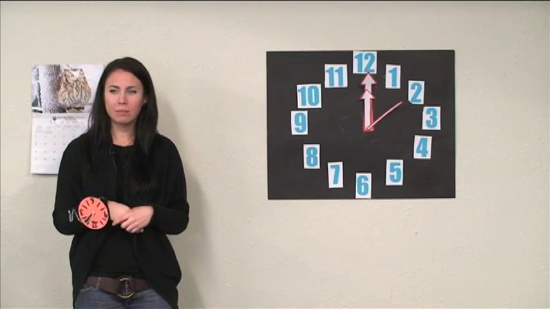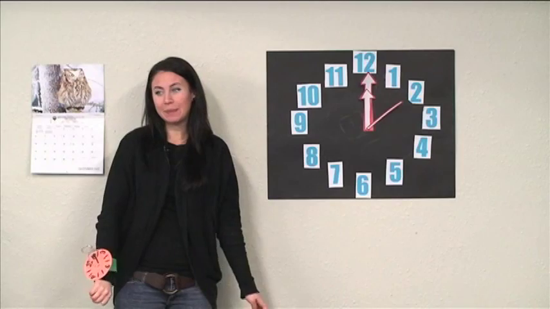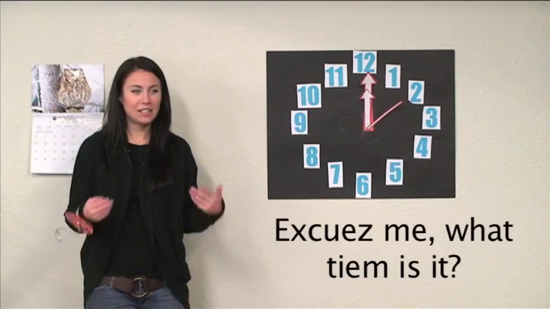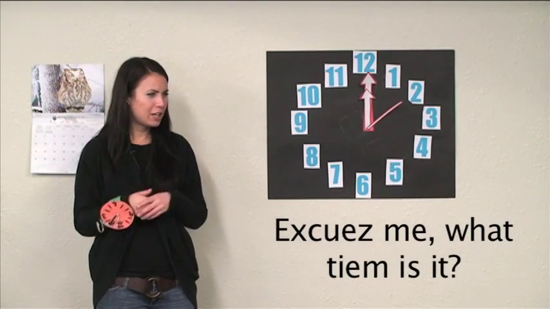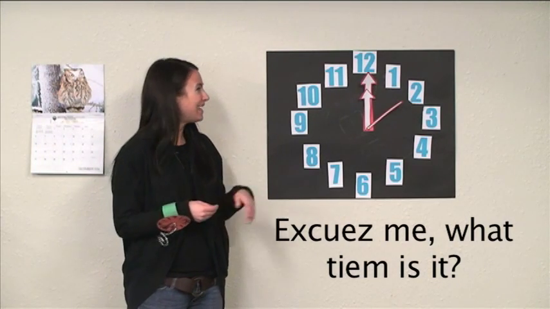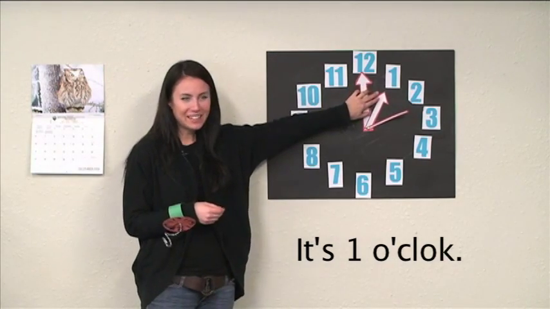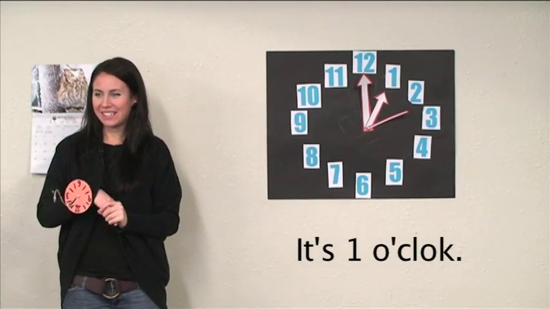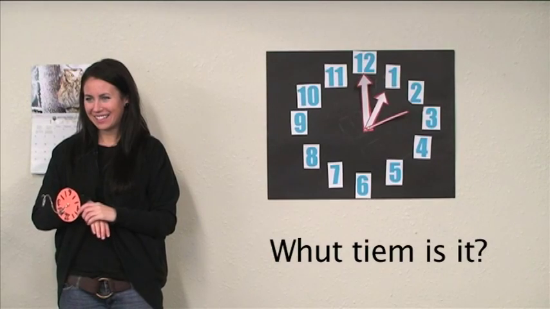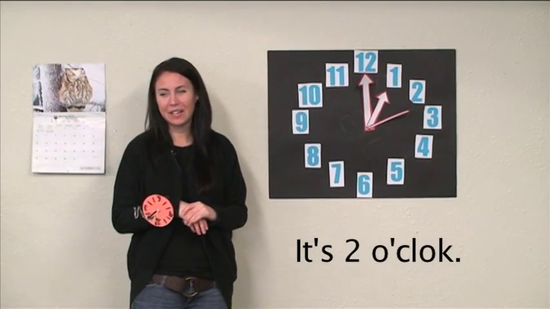Okay. So if I'm walking down the street and my watch is broken and I need to know the time, I might ask somebody, "Excuse me, what time is it?" It's 1 o'clock. So you'll say, "It's 1 o'clock." If I say, "What time is it?" It's 2 o'clock. You could say it's 2 o'clock.